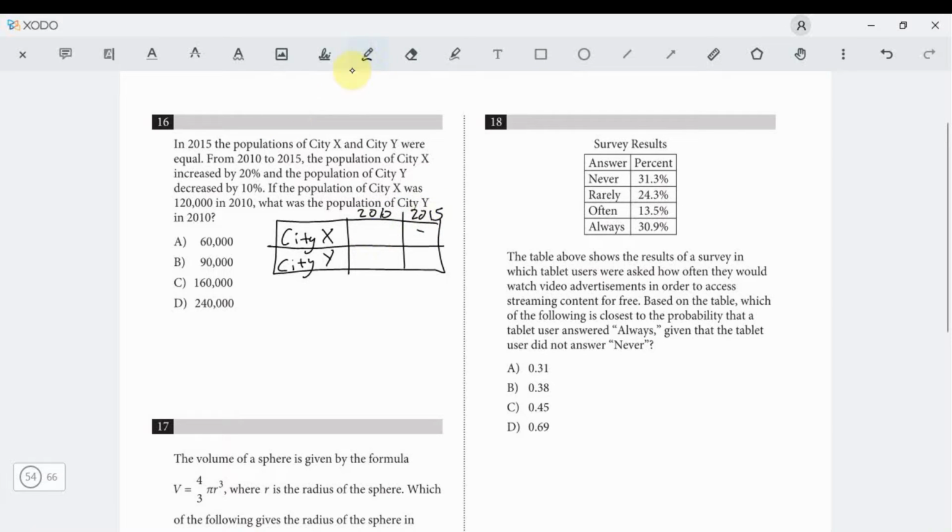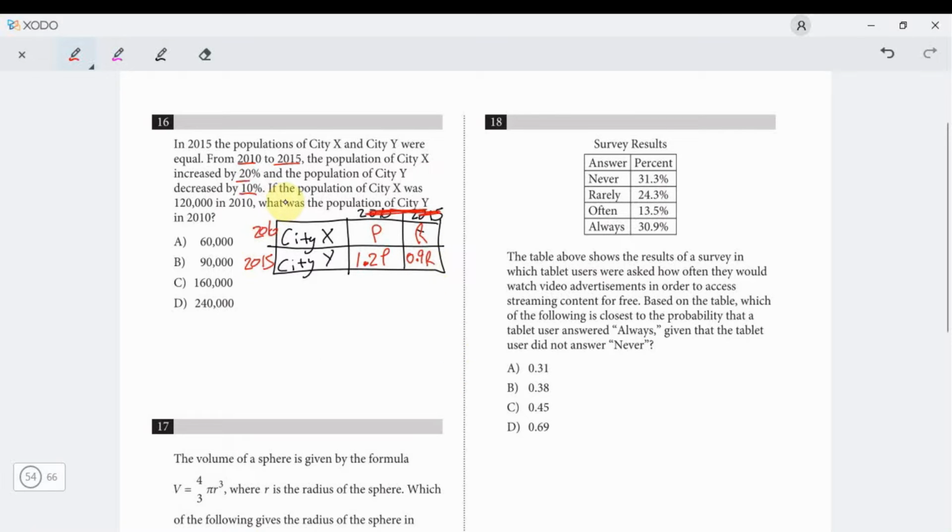First thing is they're telling us that the population of city X, let's call it P. They told us that from 2010 to 2015 it increased by 20%. If it increased by 20%, it is now 1.2 P in 2015. So it goes from P to 1.2 P because it increased by 20%. Then the population for city Y in 2010, let's say it was R. Then they told us it decreased from 2010 to 2015, so it's now 0.9 R.